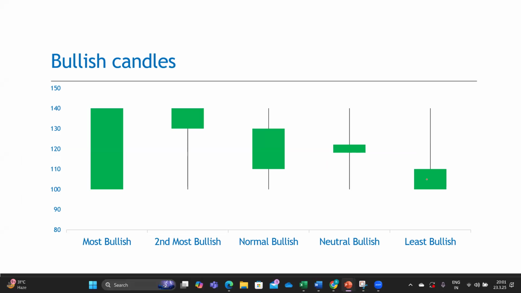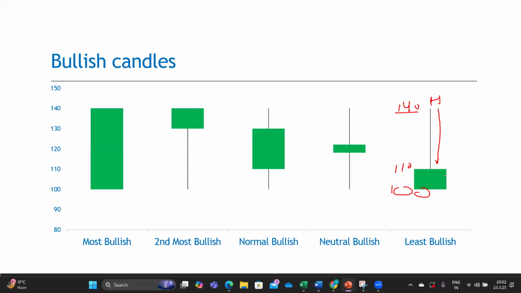This is the least bullish candle. Why do we say it's the least bullish candle? Because the stock opened at 100. As soon as it opened, it started going high. It went to 140. That became the high price for that stock. Okay. But it was not able to sustain such a high growth. As soon as the price reached 140, people started selling this. Okay. And because of too much selling, price came back to 110.